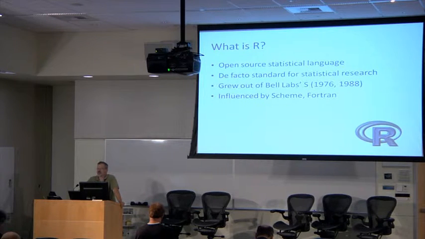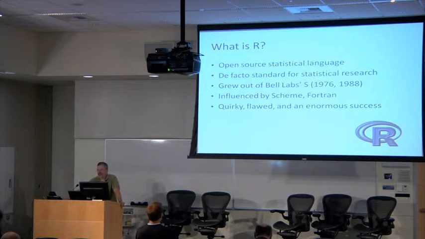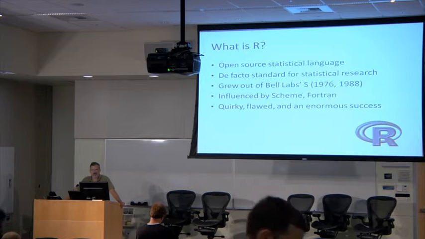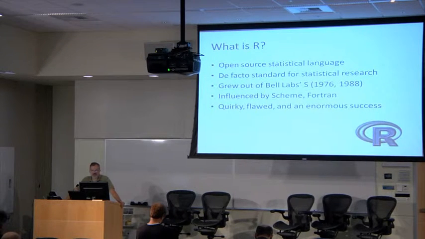Officially, R says that it grew out of Scheme. I think you have to look kind of hard to find the family resemblance to Scheme, but it's in there somewhere. Superficially, I think it maybe resembles Fortran more. And as Dennis Ritchie said about C, he said it's quirky, flawed, and an enormous success. I would say R is even more quirky and more flawed, but maybe not as successful as C.